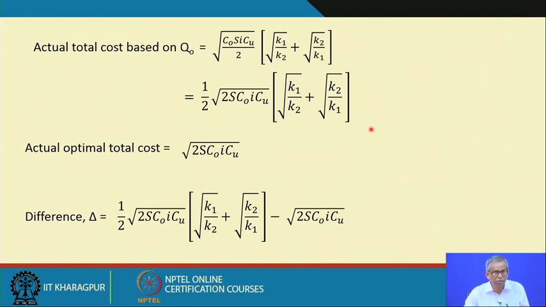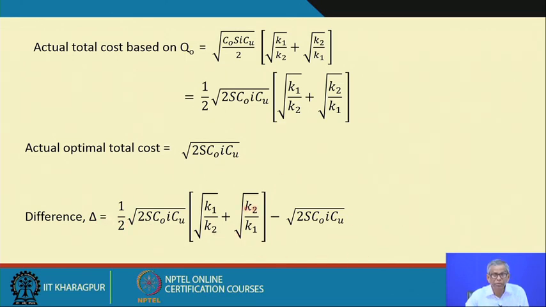Okay, so you try on your own. I am sure that if you follow the steps correctly, you will get these expressions. Now, the actual optimal total cost expression we have already derived, that is root over twice as CO I CU. So, what is the difference? The difference is the delta, and capital delta is equal to this one.